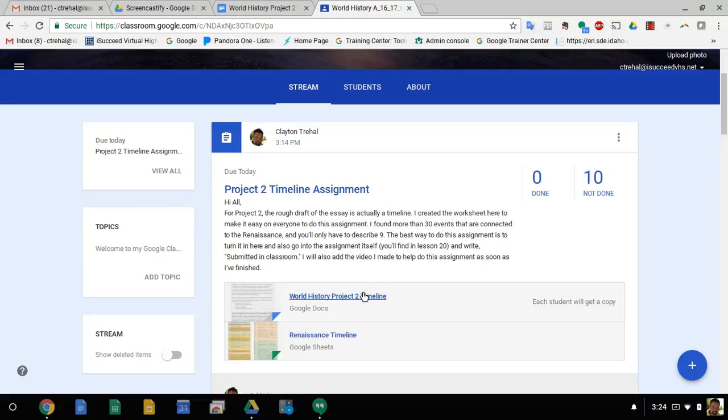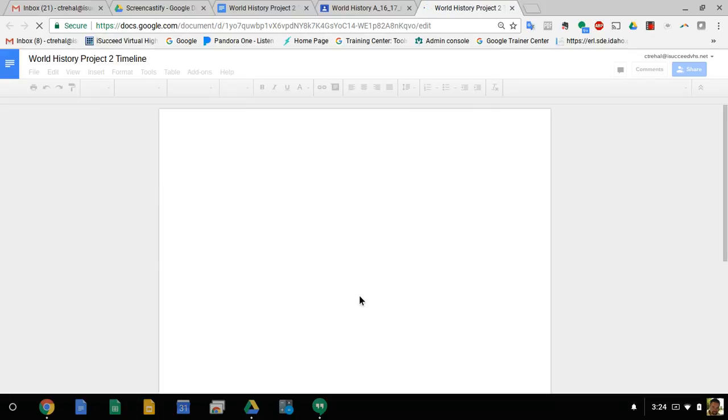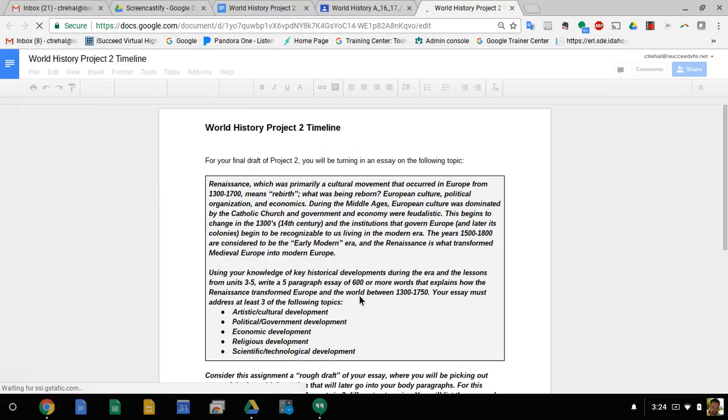So if you open up this assignment and you start with the timeline, it's going to open up this timeline. Now for you, you're going to have your own individual copy when you open this, so you can edit right away. I'm going to do something a little different that you're not going to have to do because for yours, it makes your own copy.